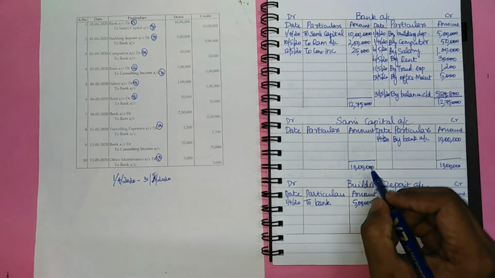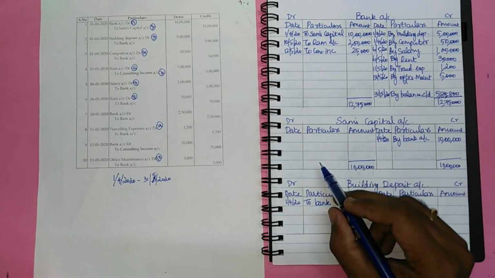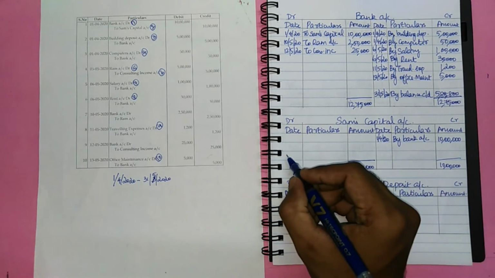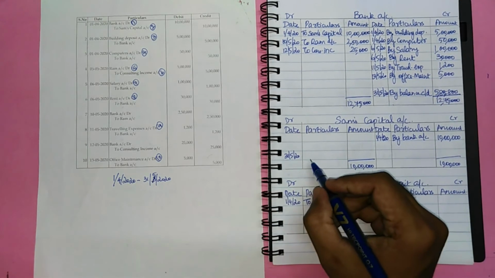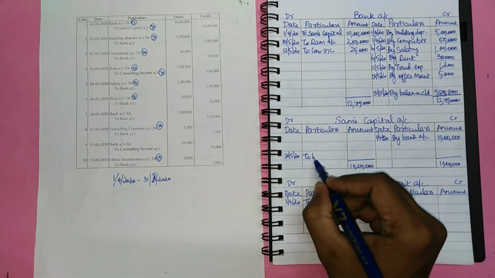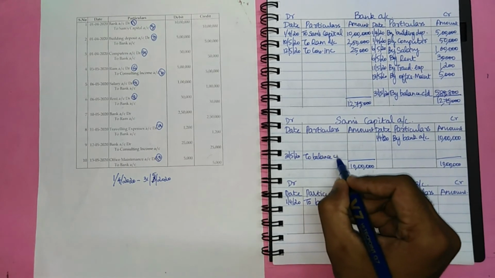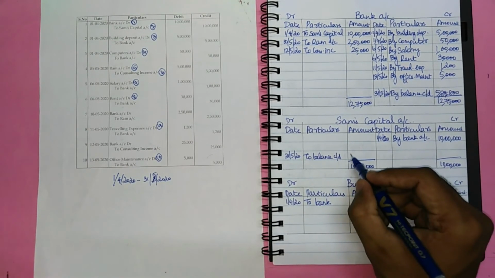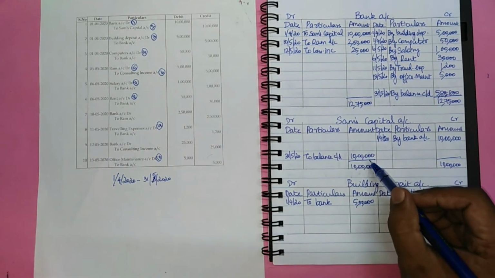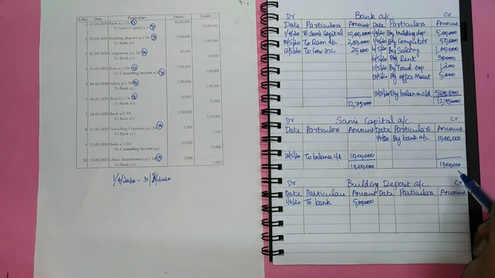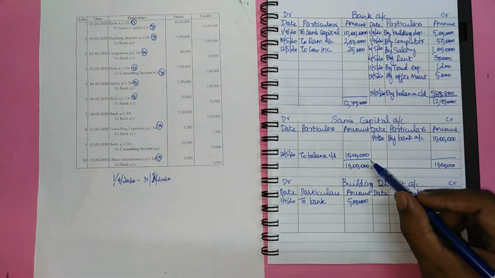Now the balancing figure will be on the debit side. We are balancing on 31st May 2020. Since it is the debit side, it is to balance carried down rupees 10 lakh. And this 10 lakh is a credit balance because we found that while totaling both the sides, the credit side was highest. So the resulting balance will be a credit balance.